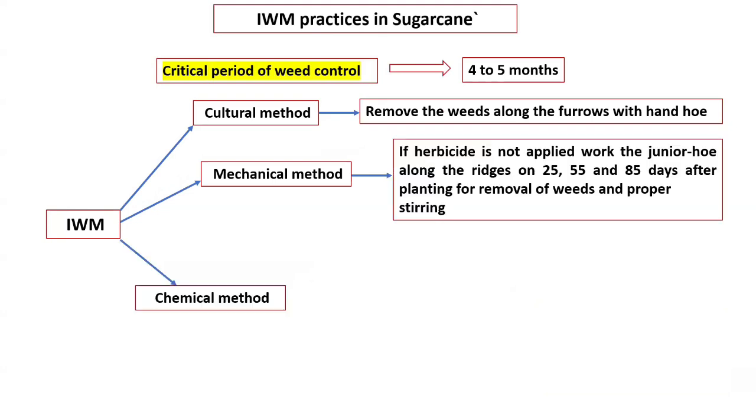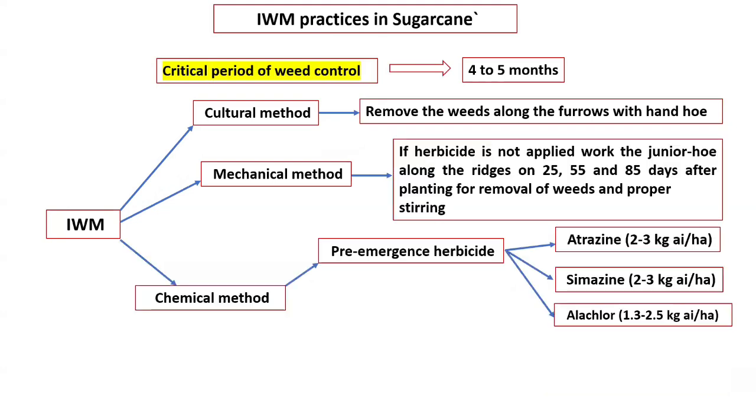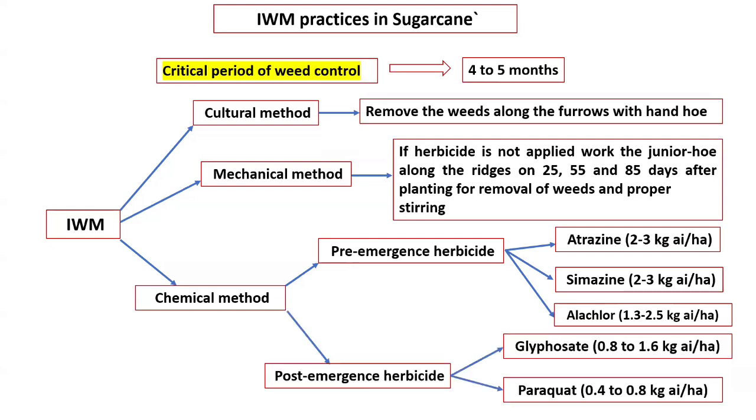now the sugarcane. One thing to keep in mind is that sugarcane is a time-taking crop. It is present in the field for most of the year, and its germination also takes a lot of time. That's why the critical period is very long for sugarcane. We need to keep it weed free for 4 to 5 months. So how can we keep it weed free? There are lots of options.